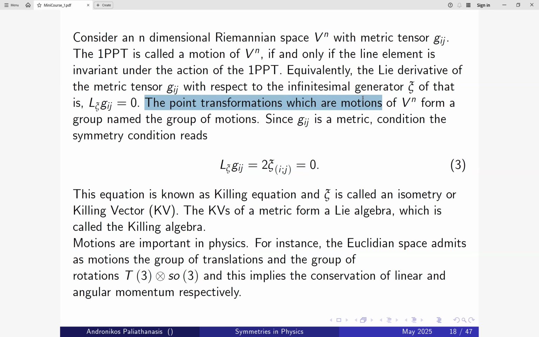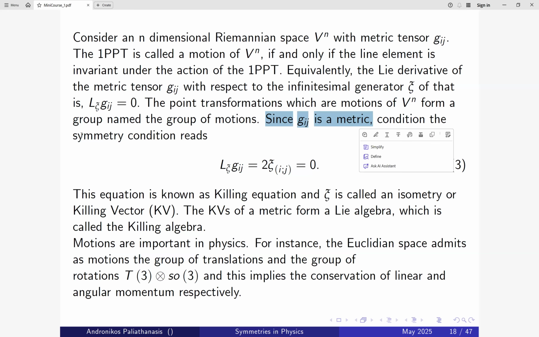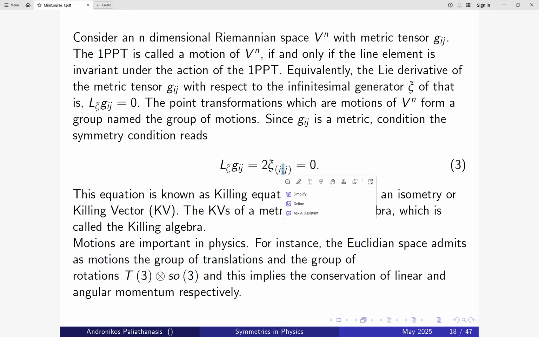The point transformations which are motions of Vn form a group named the group of motions. And since Gij is symmetric, the condition can be expressed in this form, where this Greek symbol indicates the covariant derivative. This equation is known as the Killing equation, and Xi is called an isometry, the generator of the transformation, or Killing vector. The Killing vectors of a metric form a Lie algebra, which is called the Killing algebra.